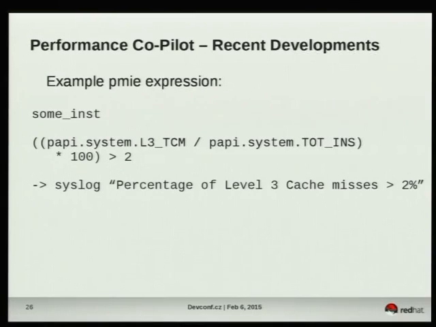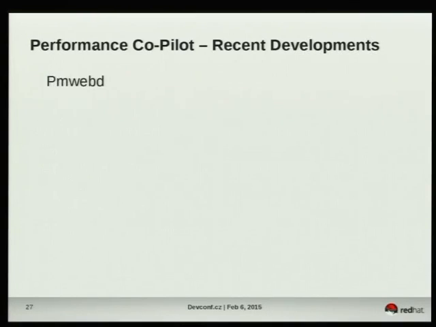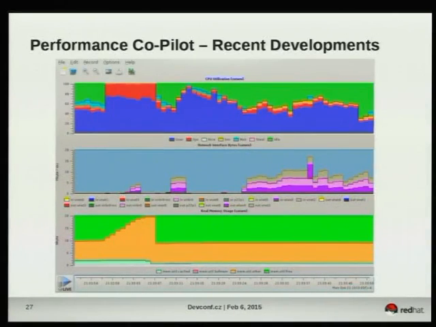Another recent development was PMWebD. So this is on the collection and interpretation. And the idea is we have graphing tools already, right? It looks like this, actually. It's a Qt-based graphing tool. And you can see and analyze the overall performance of your system. So one-fifth into the chart, you can see that we've got a spike in memory usage and CPU utilization.